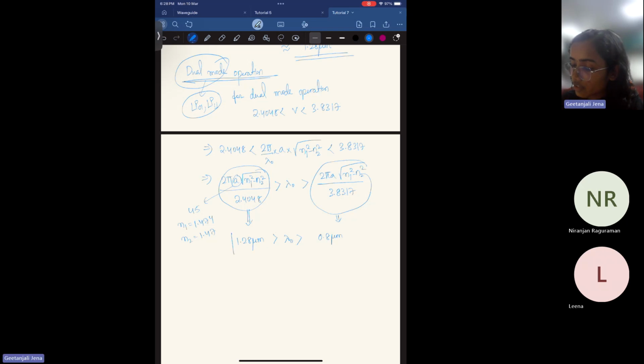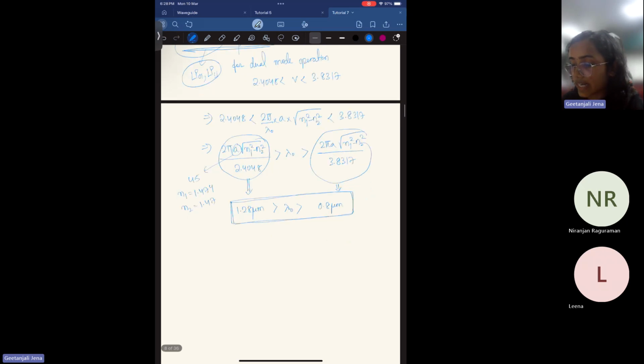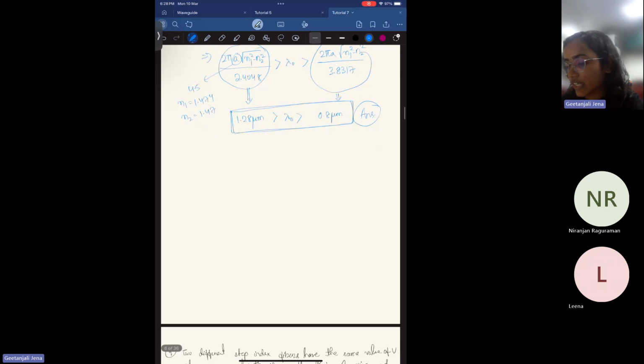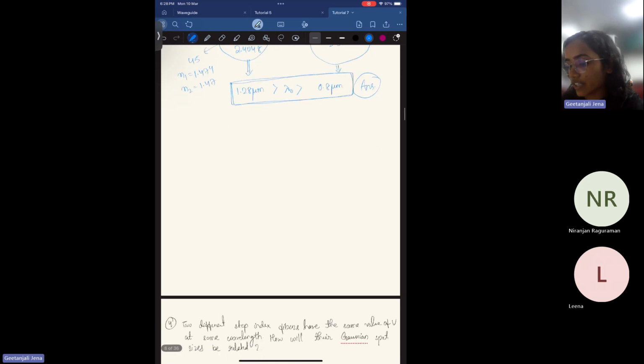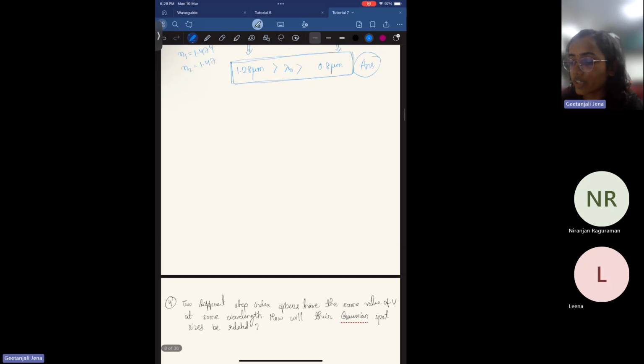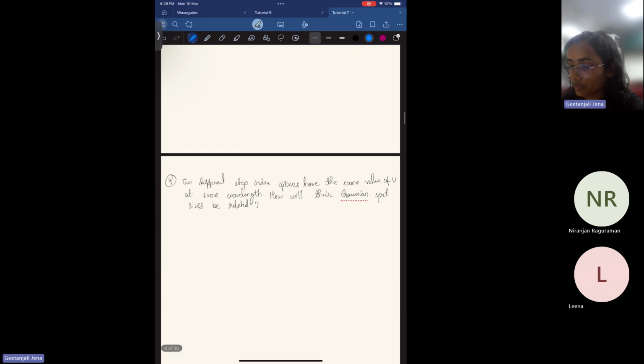So whenever the wavelength falls in this range, then it will allow both the LP01 and LP11 to be guided inside the fiber. So just remember the cutoff condition. From that, you can easily find out the range of wavelength or the range of V value, the range of core radius or any other fiber parameter for the single mode, dual mode or multi-mode operation.